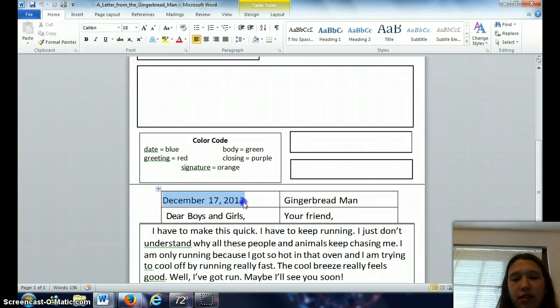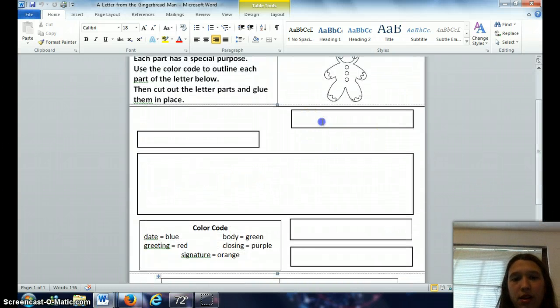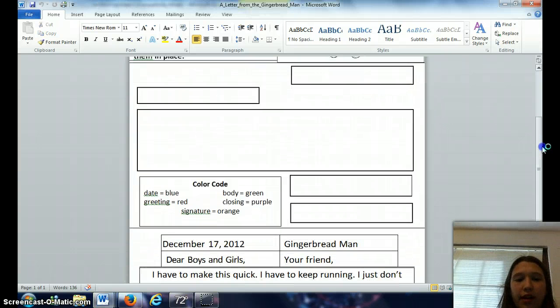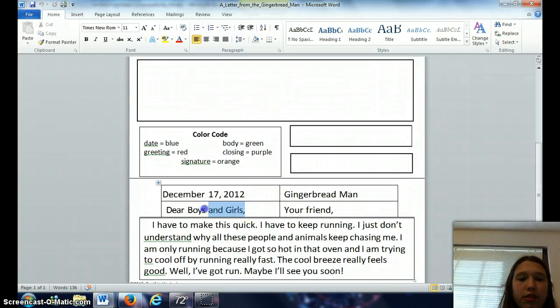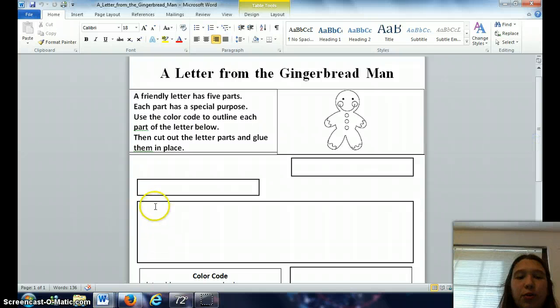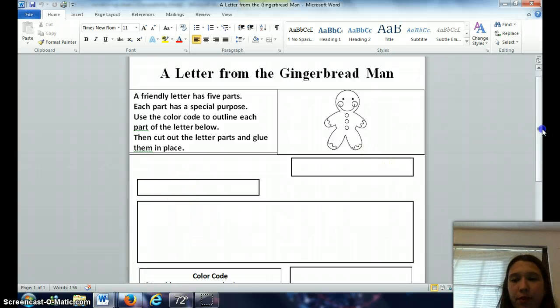December 17th, 2012. Where would this be located? This would go right up here in the corner because that would be the date. Okay, next we have "dear boys and girls." This is who the letter is to, who we're writing it to. So that would go right up here, right underneath the date, across the way from it.